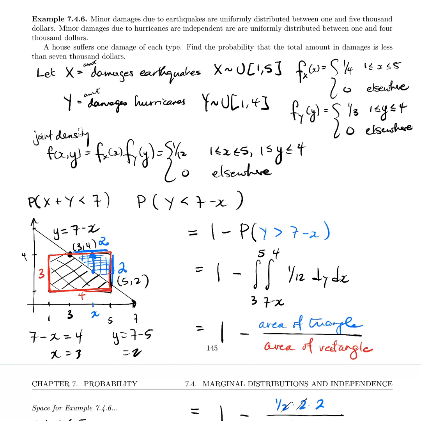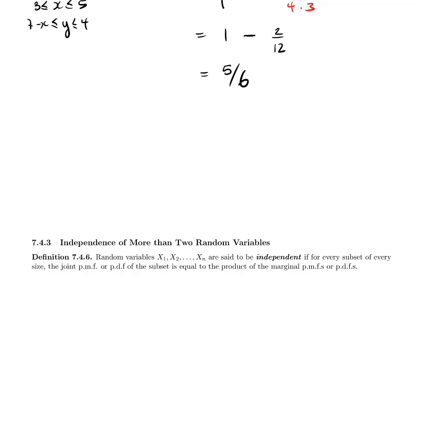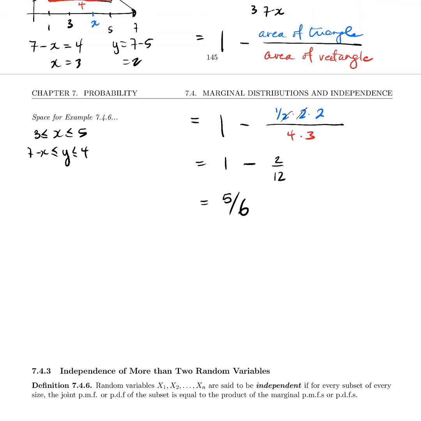Now, we have done here just an example with 2 random variables. What if you have more? And that is what this little mini section says: independence of more than 2 random variables. How do you define a set of variables to be independent if there are more than 2 of them? That is if for every subset of any size, whether you're taking 1 or 2 or 3 or all n of them, the joint PMF or PDF of the subset is equal to the product of the marginal PDFs. So you do it exactly the same way as we did for 2, but it has to be true for every subset when you've got more than 2 variables.